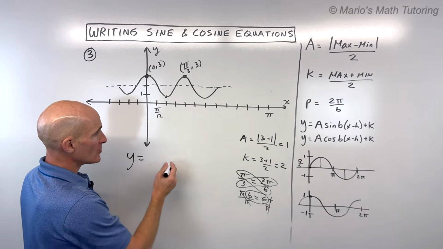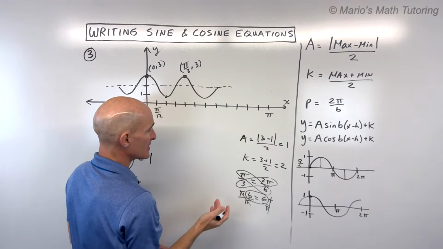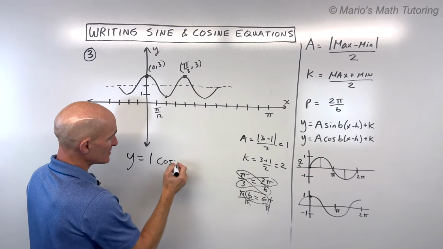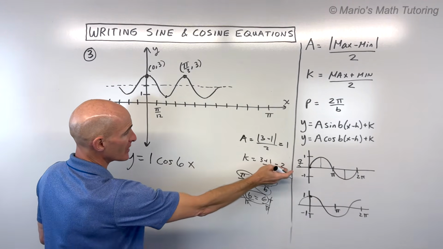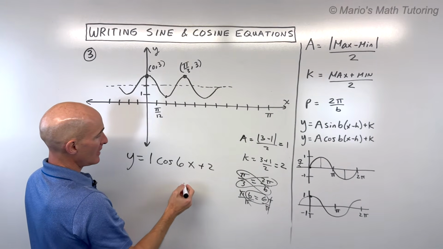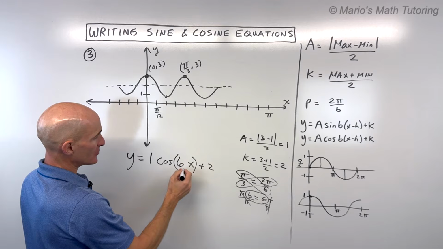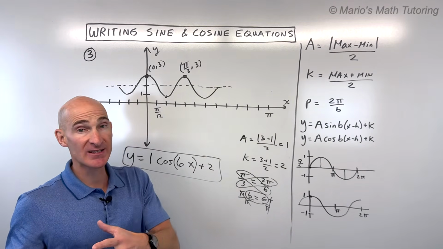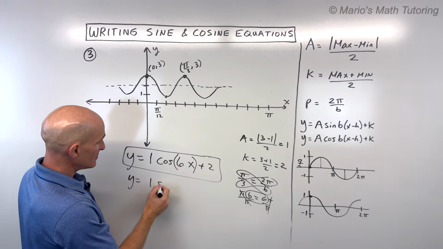So we've got y equals amplitude, which is 1. Of course, we don't really have to write 1 because 1 times anything is itself. But I'll go ahead and put it in there, cosine. The b value we said was 6. It's not shifting left or right, but it is shifting up 2. And that's it. If you want, you could put this in parentheses. You don't have to. That's our cosine graph.